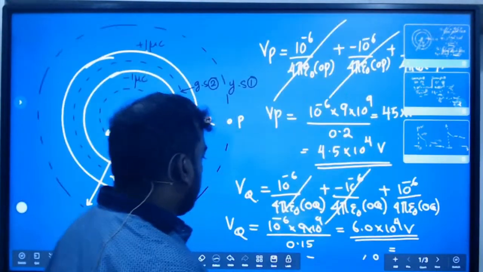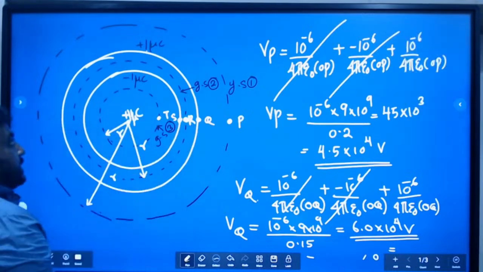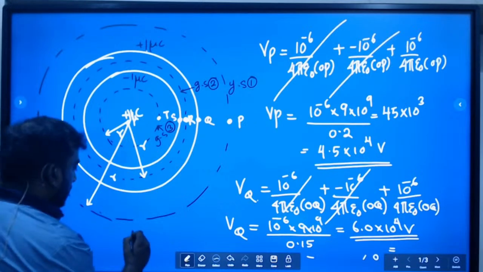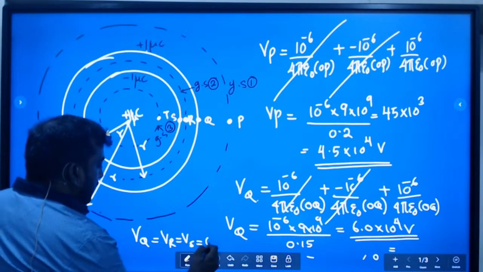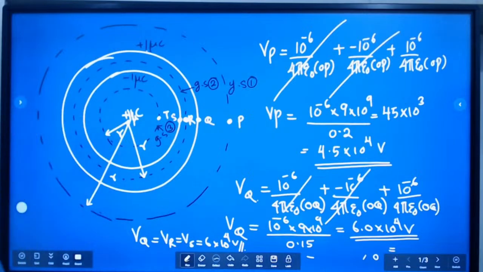So if I go back, the potentials at Q, R, S should be the same. So the potential at Q, potential at R, potential at S is 6 × 10^4 volts. One shot I have, using theory.